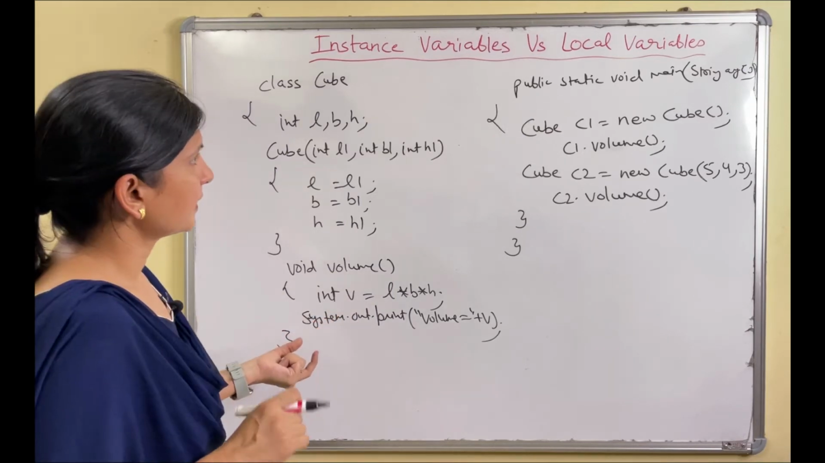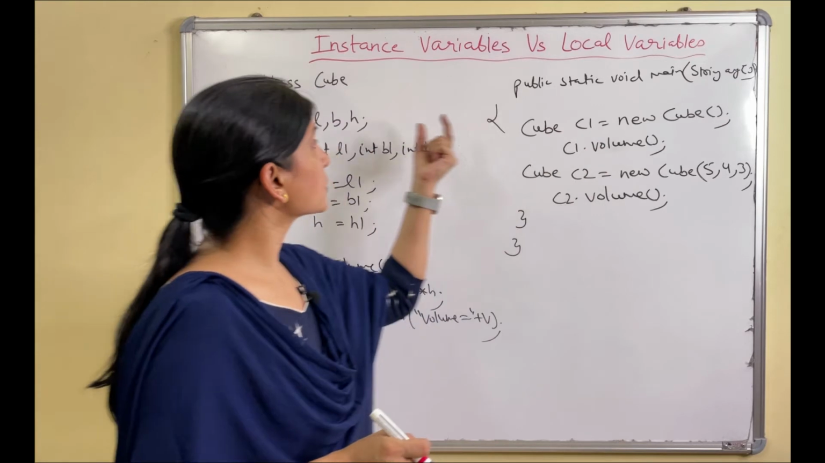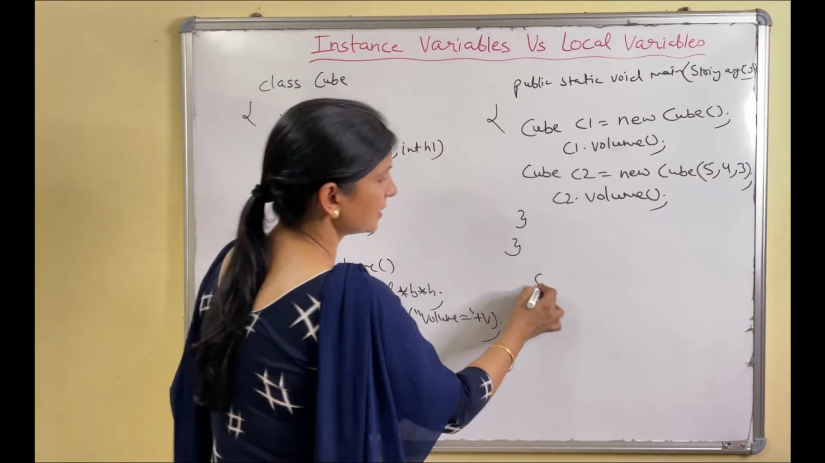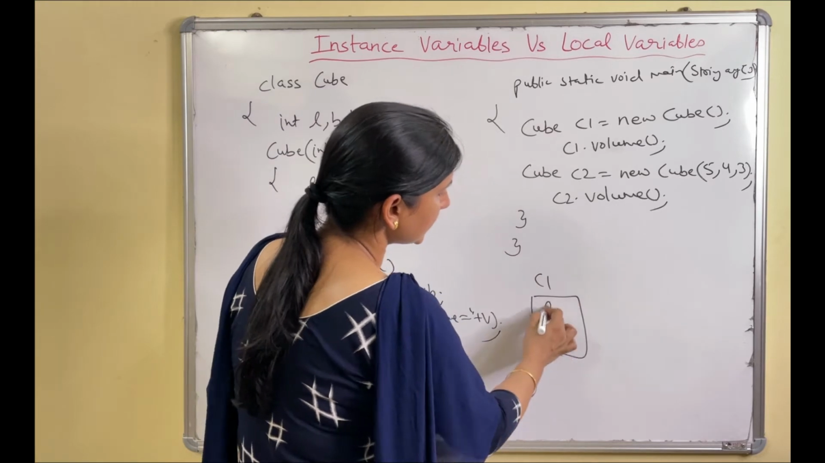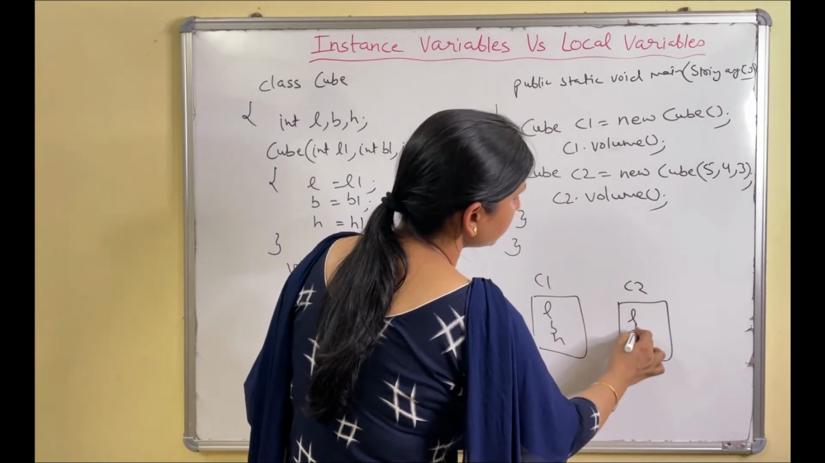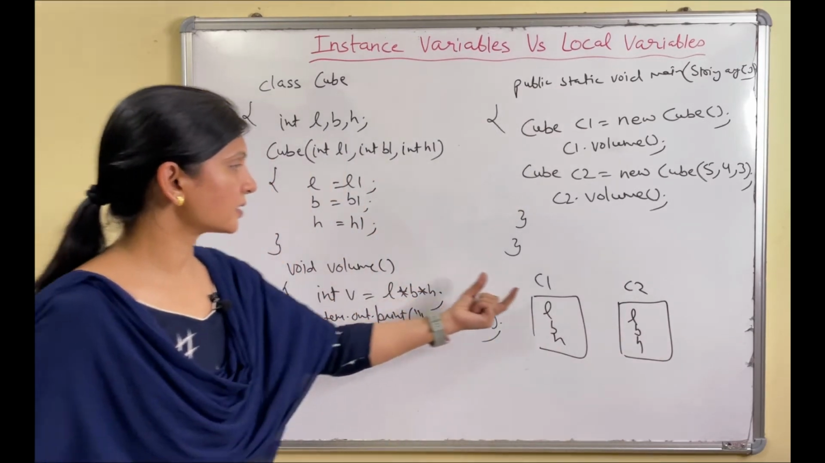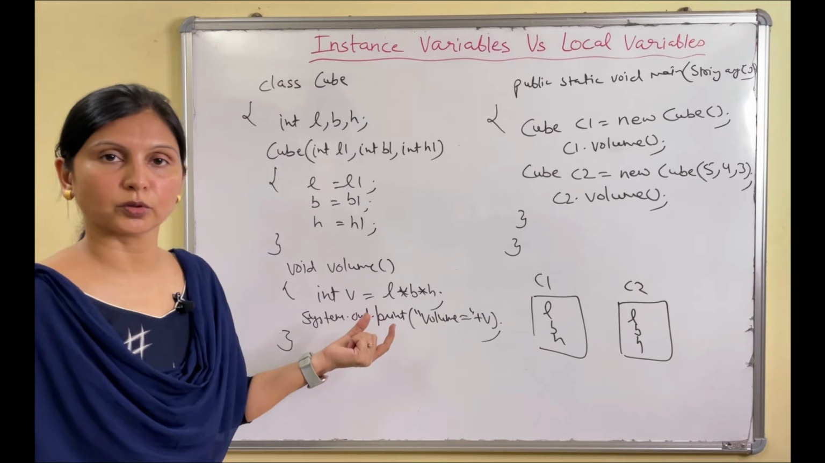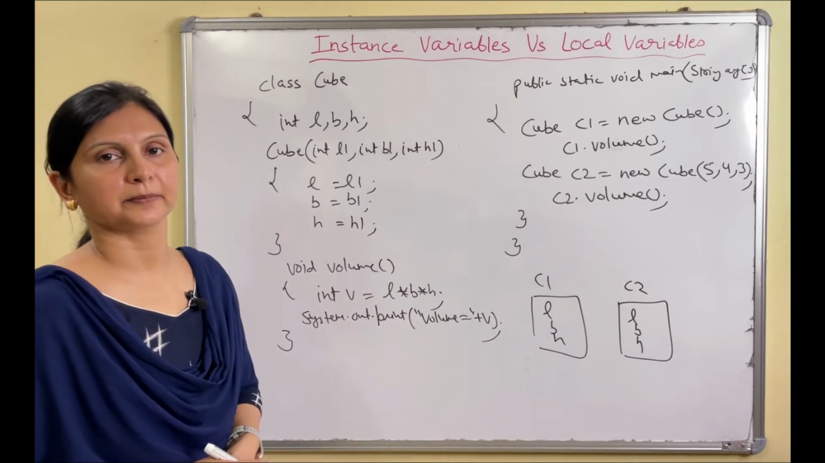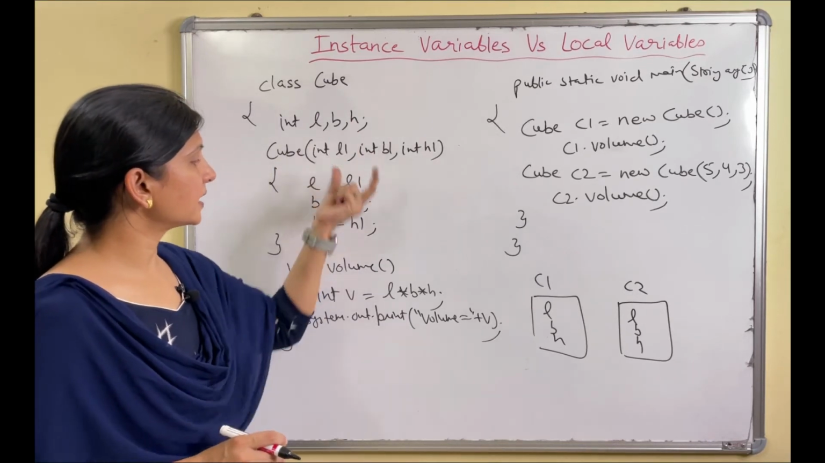Fine. And one more thing is, each object has its own copy of instance variable, like C1 has its own copy of LBH, C2 has its own copy of LBH. But in case of local variable, these objects will not have their own copy. These are local, scope is within method only. So I hope you have understood the difference between instance variable and local variable.